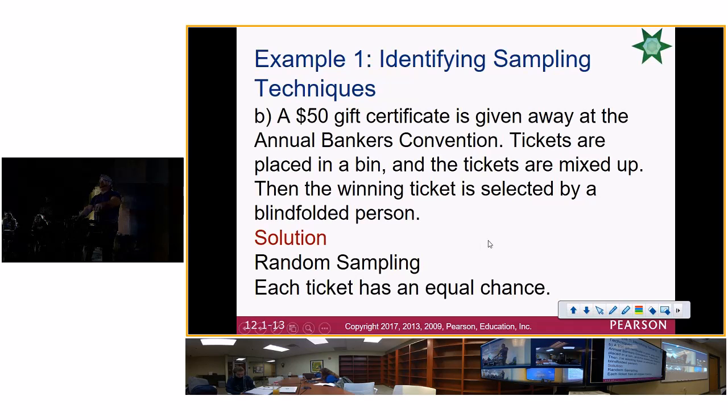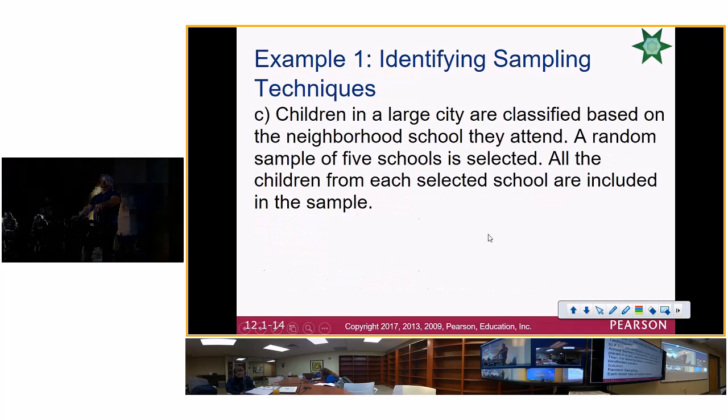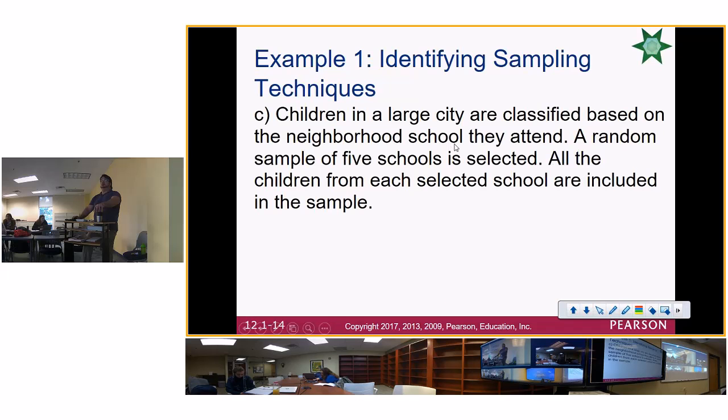These are all test questions you could see on a standardized test. Children in a large city are classified based on the neighborhood school they attend. A random sample of 5 schools is selected. All the children from each school are included in the sample. I believe that would be a cluster because it's where they live. You don't go to West Side, I mean, you don't go to Hannah if you live in LA. If you live in LA or West LA, you go to West Side. So that's geographic. Cluster.